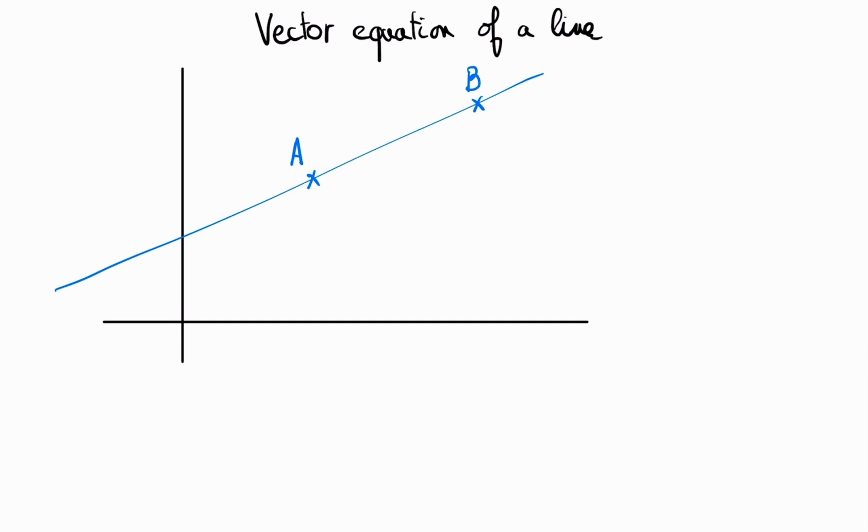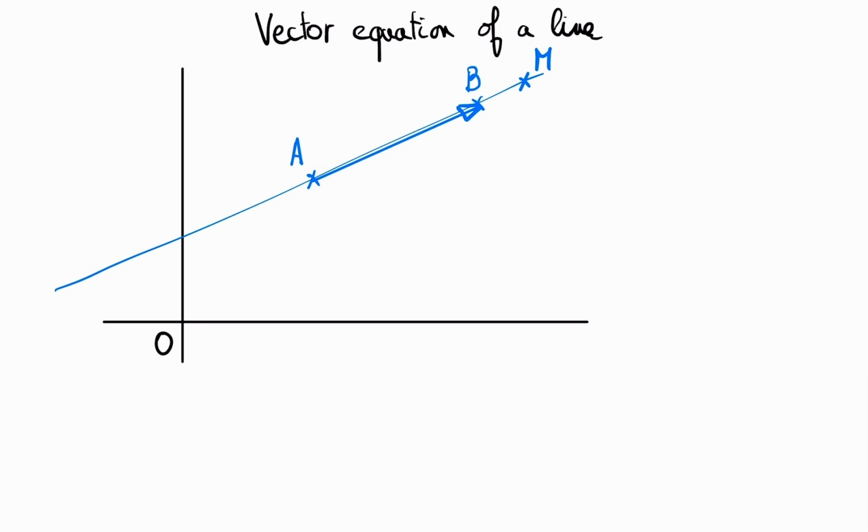And okay, so here we have the point A. So basically, any point which is on this line would be in the direction of the vector AB, in the direction of the vector AB. And so, say for example, this point M.